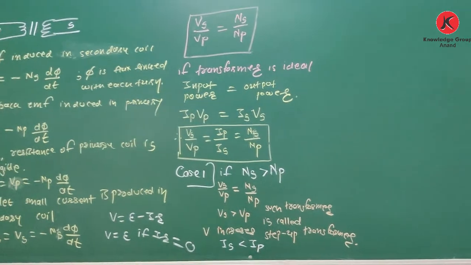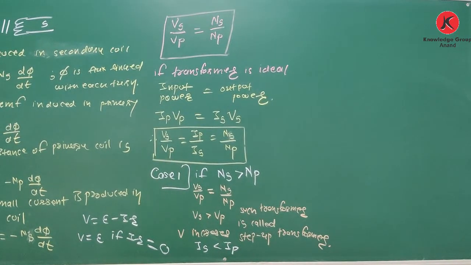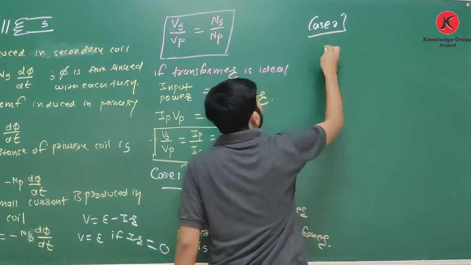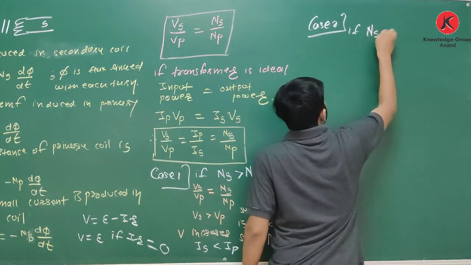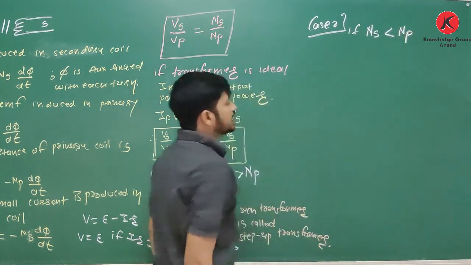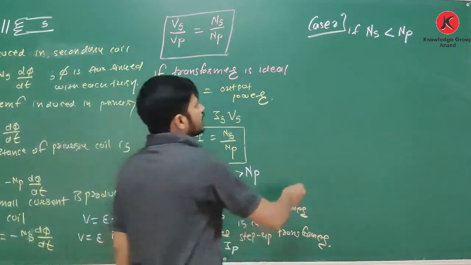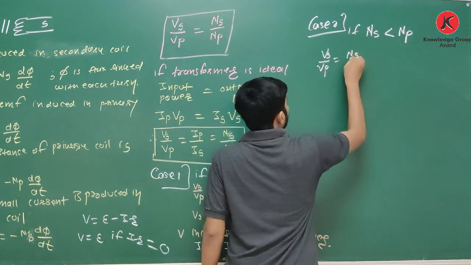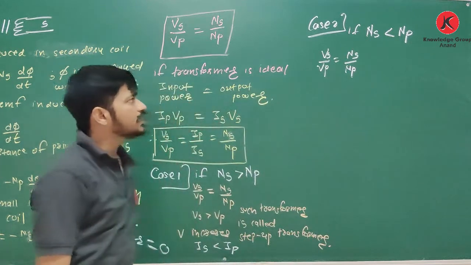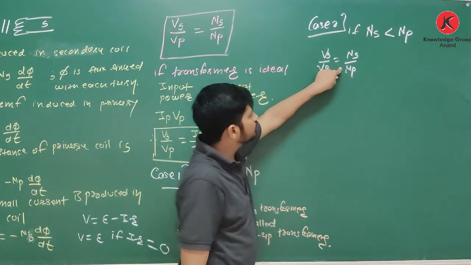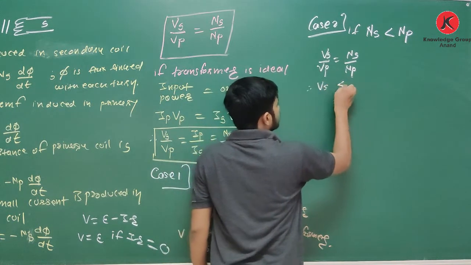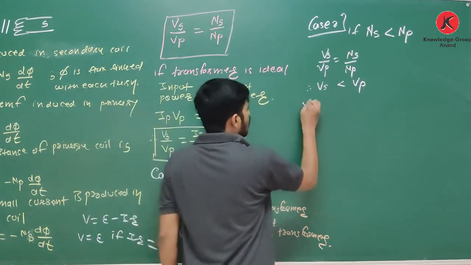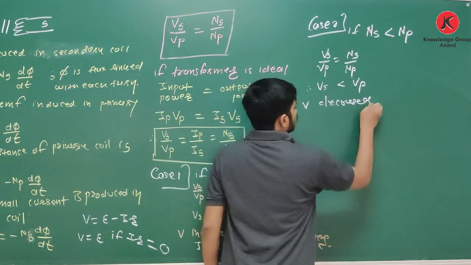Now, what is the second case? Case 2: if Ns is less than Np. If I write the equation, Vs upon Vp is equal to Ns upon Np. Since Ns is less than Np, this ratio is less than 1. Therefore Vs is less than Vp, which means the voltage in the secondary coil is less than the voltage in the primary coil.